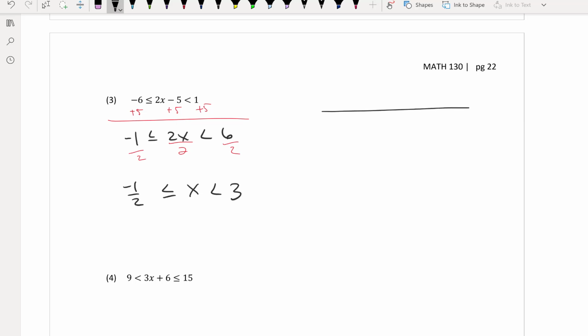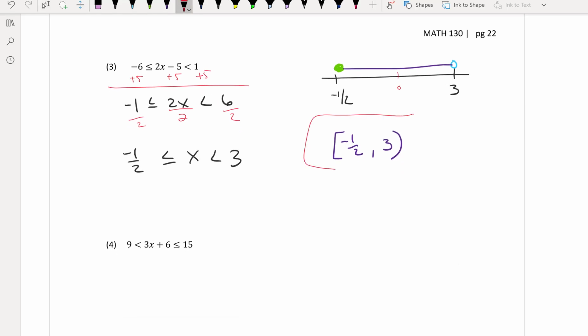If I were to graph this, I have a negative 1/2, a positive 3, and a 0 if you want that for reference. At negative 1/2, I have a closed filled-in circle, and at positive 3, it's an open circle. The solution set is, because it's compound, everything being squished in between, so everything between negative 1/2 and 3. So my answer is going to go from negative 1/2 bracket to a positive 3 parentheses. That's my final answer, the interval notation that goes from smallest value to biggest number.